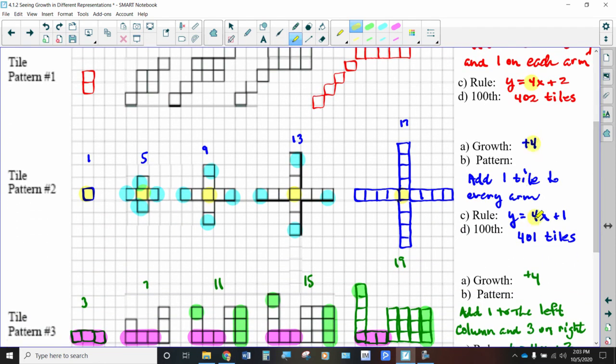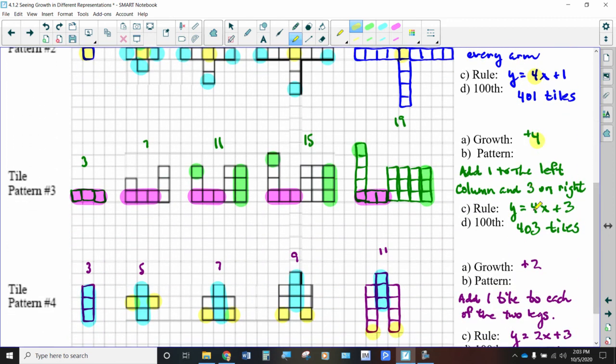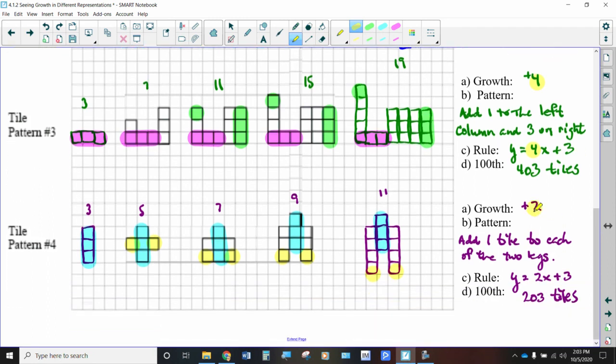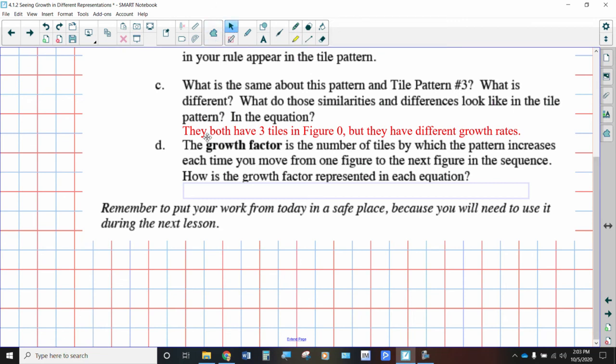Here's the 4. Here's the growth factor being multiplied times x. Here's another growth rate of 4, and here's another growth factor being multiplied times x. But in this case, the growth rate was only 2, so we're going to have a growth factor that multiplies times x in this rule of 2 times x. Your pattern of growth, your growth rate or your growth factor, is the number that is multiplied times x in your rule. Using algebraic terms, we would call it the coefficient of x.